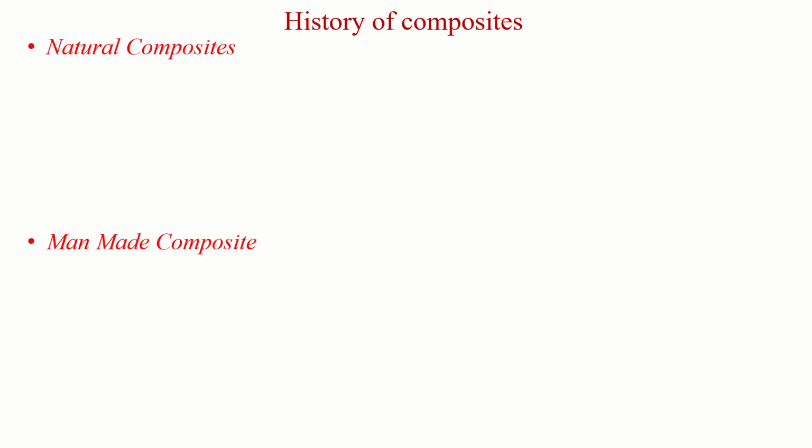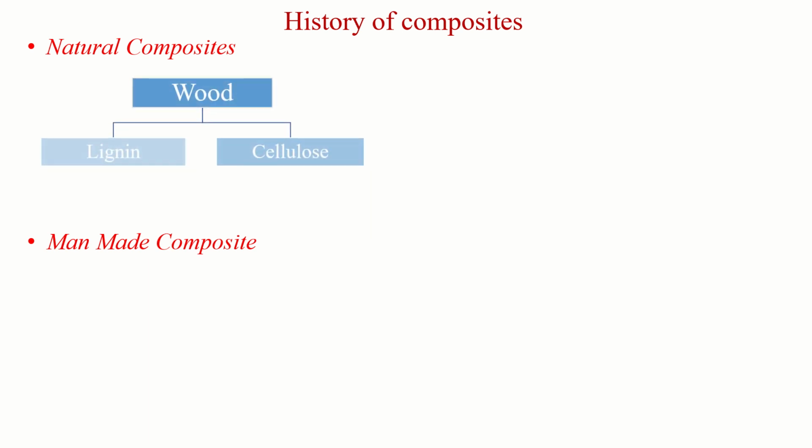So now we'll see the history of composites. Again, composites are classified into natural composites and man-made composites. In every field, God has always had a major role in the invention. Even in aircraft, when the Wright brothers started to create their own flight, they took inspiration from the bird. The same principle applies in composites also. Before man started to create, God had already created composites in nature.